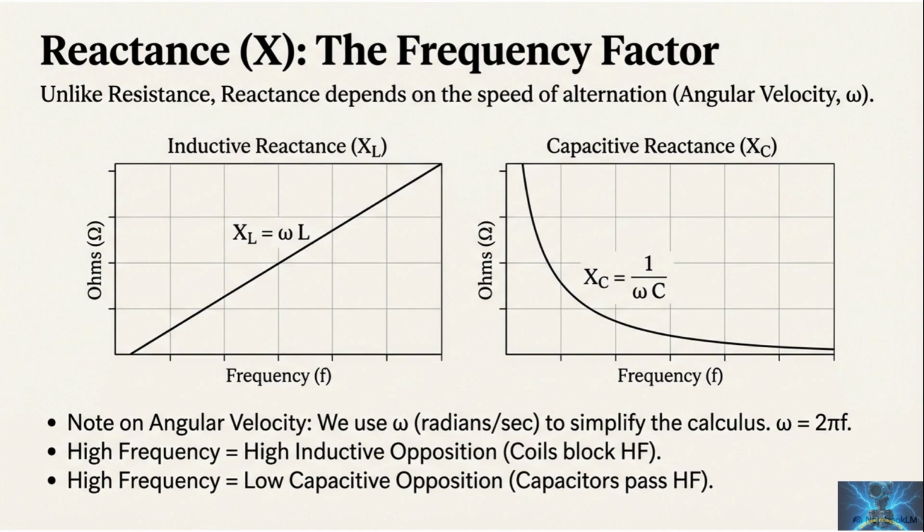Reactance depends on frequency. This is the most important practical rule. Reactance changes with frequency. For inductors, reactance increases as frequency increases. Coils oppose high-frequency changes more strongly. For capacitors, reactance decreases as frequency increases. Capacitors pass high-frequency changes more easily. That's why inductors and capacitors are the foundation of filters.